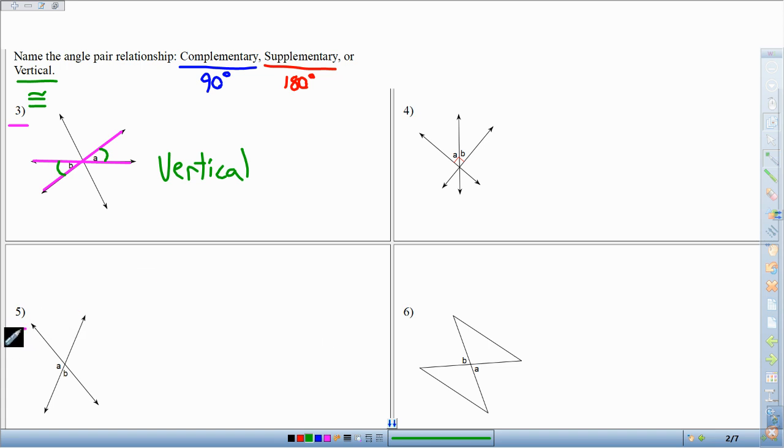Okay, jumping down to number five, I noticed that these two angles make a straight line. That should be enough to make you realize that means they add to 180 degrees, and that means they're supplementary. So these problems I hope are pretty straightforward. If you know what these words mean and you know how to identify them, they're quick. If you want to try out 4 and 5, go ahead and pause the video.